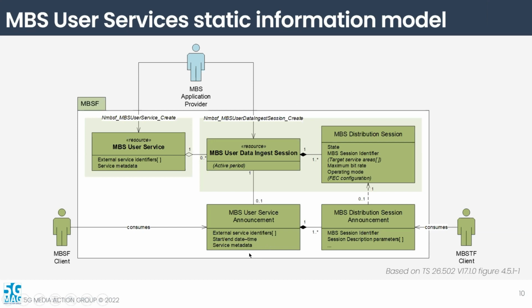Okay. So this high level user service announcement is consumed by the MBSF client, so that it can maybe pass the name to an application so that you can select between the different available services, some ideas like that. And then the low level information, including what would go in the SDP, is consumed by the MBSF client. So that's basically how it fits together.